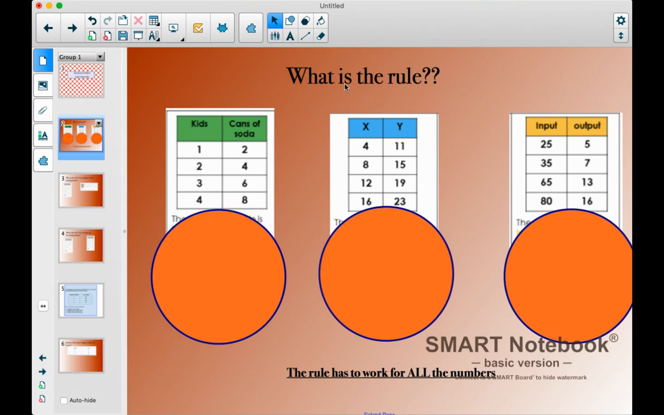So think of it like a machine. You put the number 1 in, and something happens in this machine, and then the number 2 comes out. We are going to try to figure out what the rule is that is going to help us get from the number 1 to the number 2. So first we need to think about the relationship between these two numbers. I am going to test one rule and see if it works.